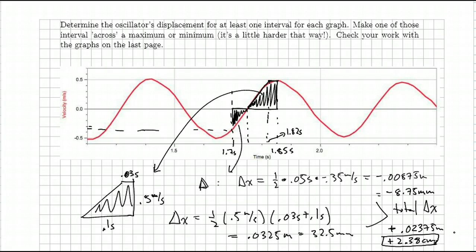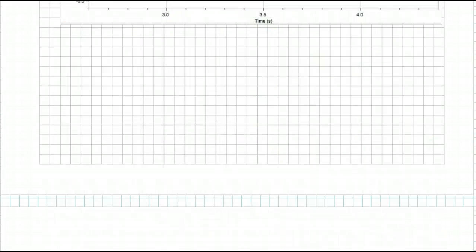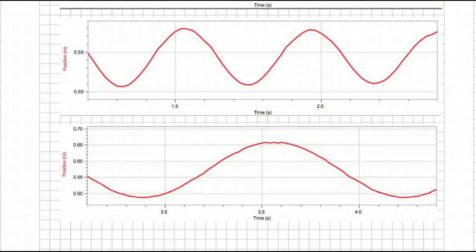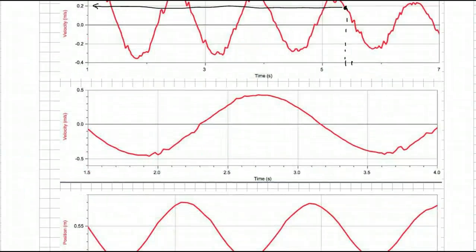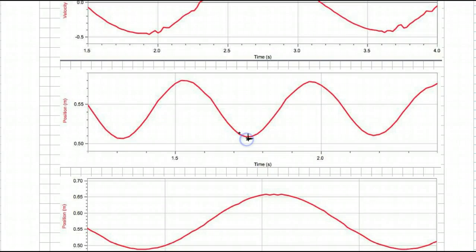Okay, so now we need to check that, and we can go to the position graph. So we're looking at the third position graph. We started at 1.75 seconds, which is here. So it actually started at 1.7 seconds, which is a little earlier. We started like here. And we ended at 1.85 seconds, which is here. So we're about at the maximum speed. So we're looking for the displacement, and that is this. That is the change in position.